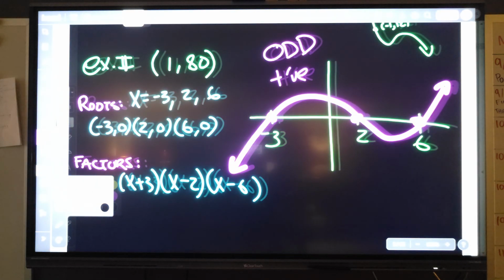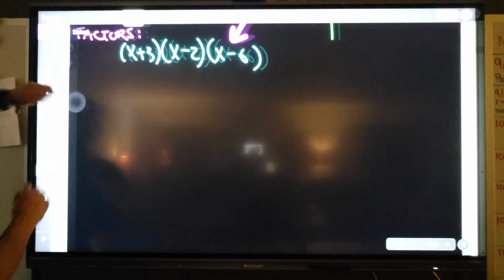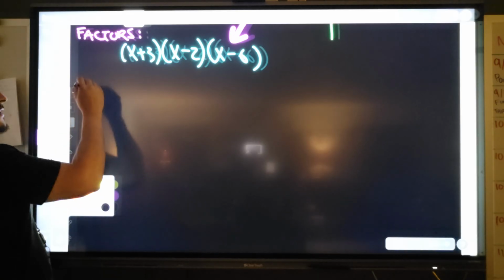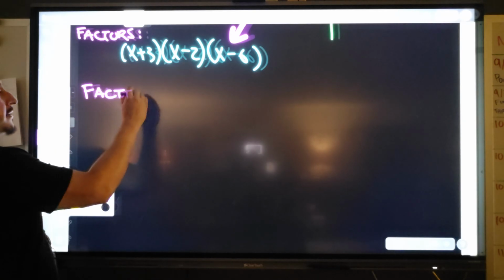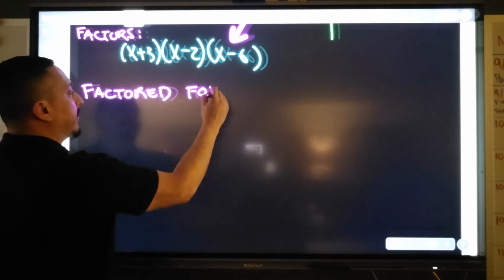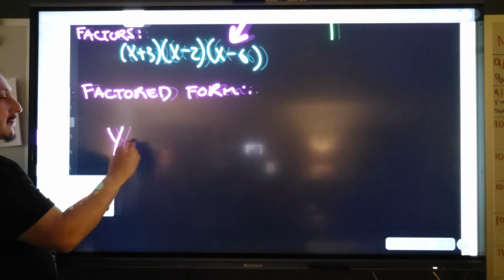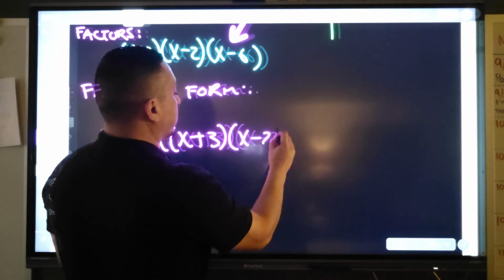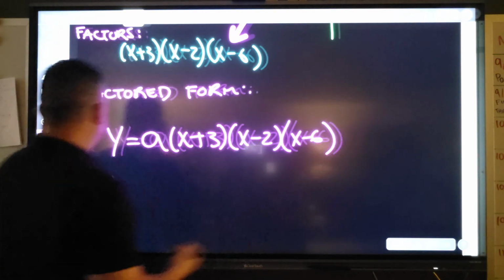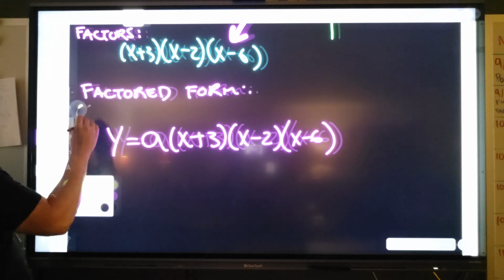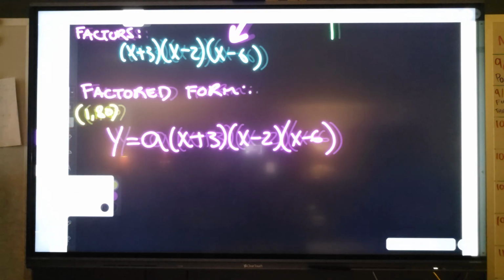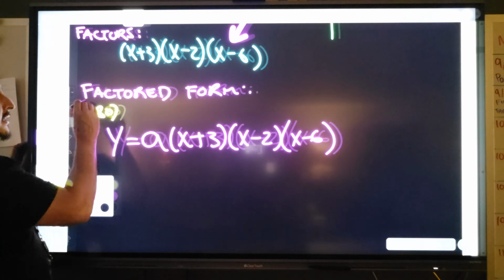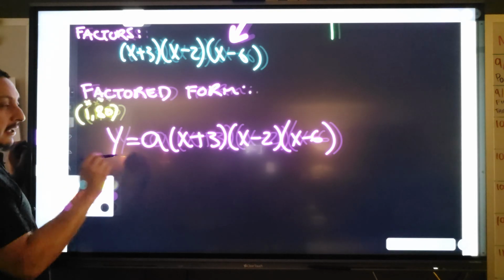How many of you got that 100% correct? Excellent, guys. Good job. Now we're going to convert or find factored form. Remember, it says y equals a(x plus 3), the same factors that you just wrote. But we need it to go through point (1, 80). So your goal right now is plug in this x, plug in that y, and solve for a.